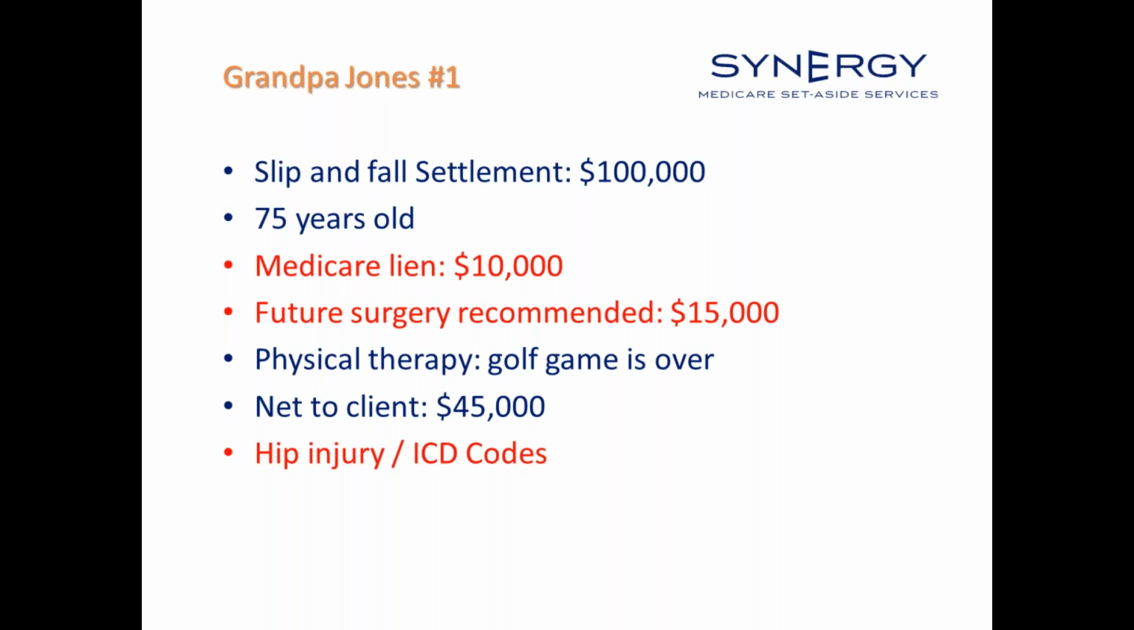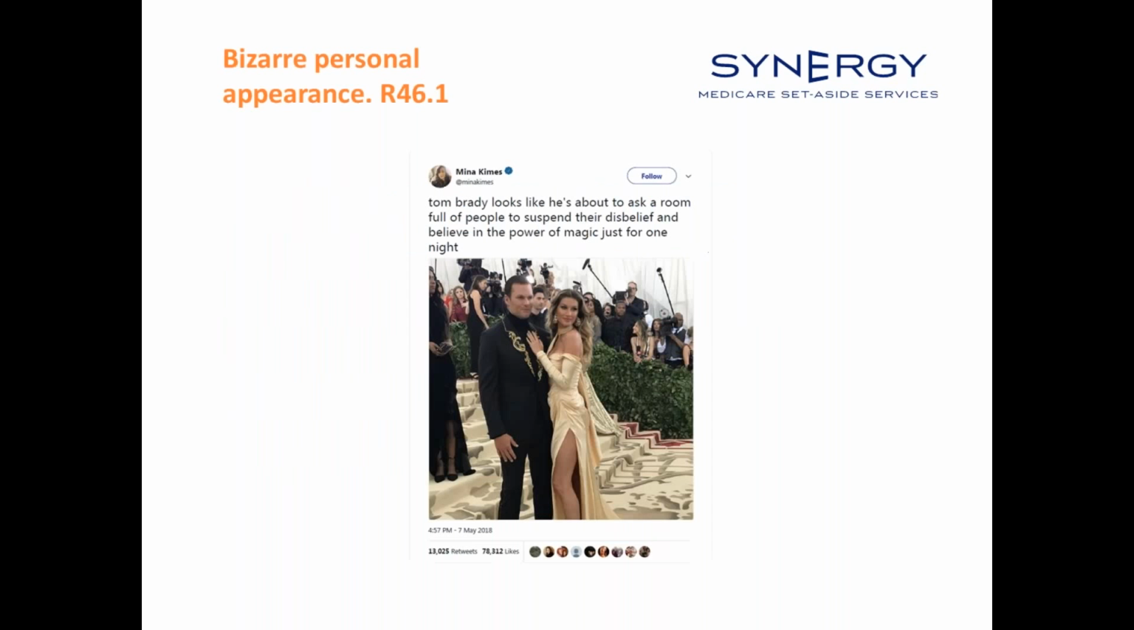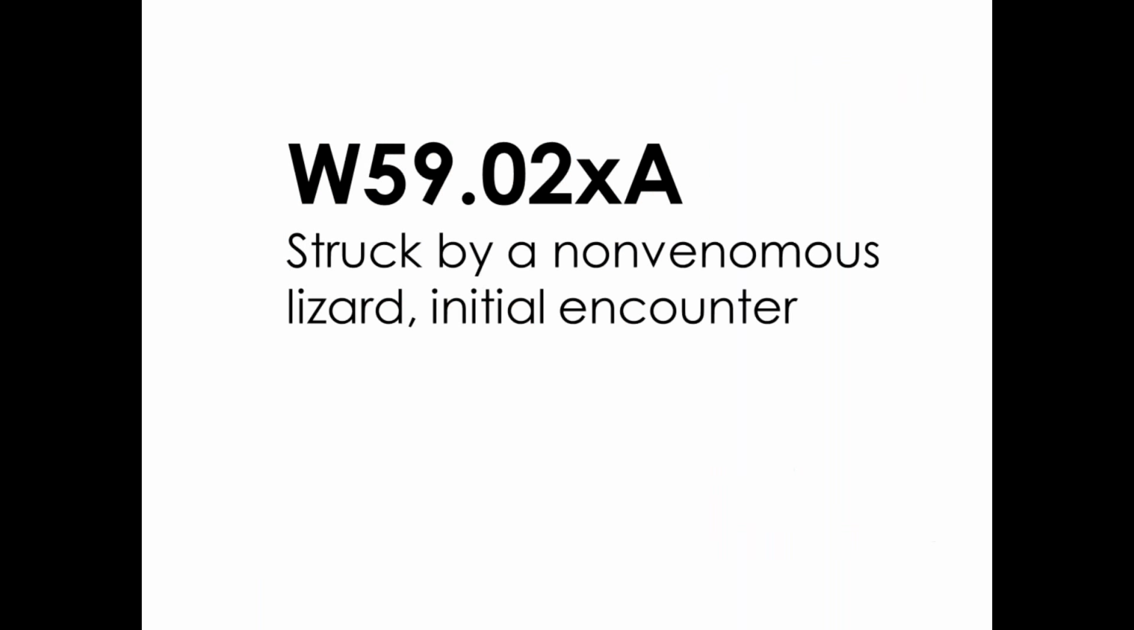Okay? So ICD codes are important. Right now there's over 140,000 ICD codes. Some of you may have seen Tom Brady last week. There was some big function up in New York City where he dressed kind of oddly. And R46.1 is an actual ICD code. Here's a picture of a lizard. Struck by a non-venomous lizard, initial encounter. These are real ICD codes that exist.